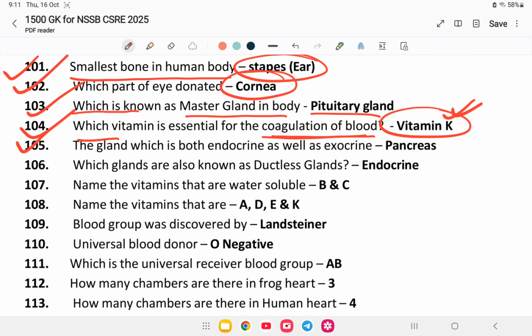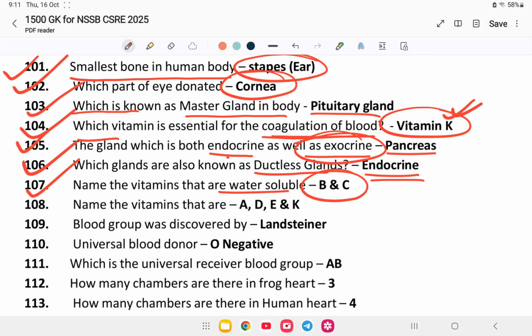Question number 105. The gland which is both endocrine as well as exocrine is the pancreas. Question number 106. Which gland is known as a ductless gland? The ductless gland is the endocrine gland. Next, which vitamins are water soluble? B and C. Which are fat soluble? A, D, E, and K.